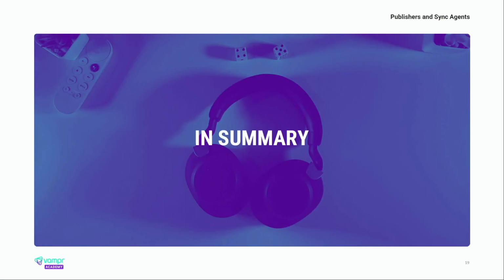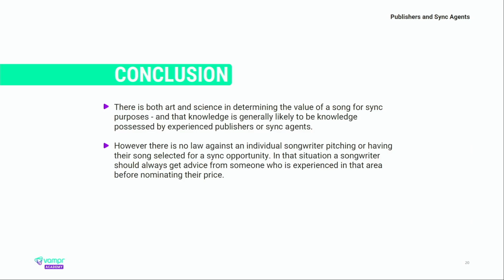So, to wrap up this module and this particular lesson, there is both art and science involved in determining the value of a song, particularly for sync purposes. The art is understanding and reading people and knowing how much they really want to use your song. The science is calculating the value of the different types of uses.